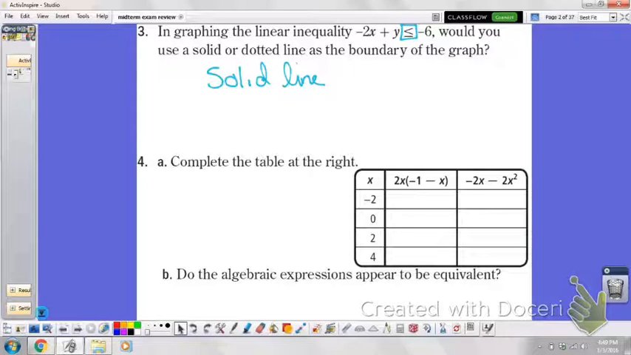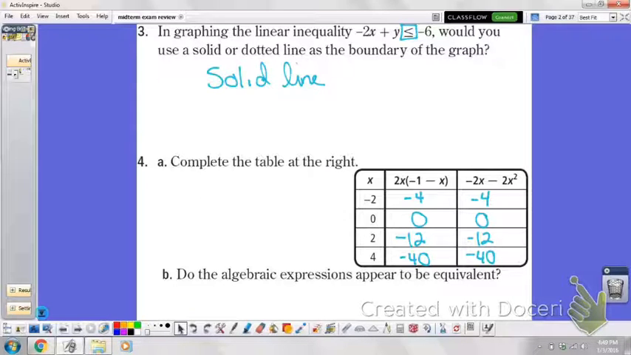Number 4, we have to complete the given table. We have a row of x values and two expressions. And you're going to have to use your x values and substitute them into the expressions. And whenever you do that, you can use your calculator or you can do it by hand. You will get, whenever x is -2, you will get -4 and -4, 0 and 0, -12, -12, -40, and -40.